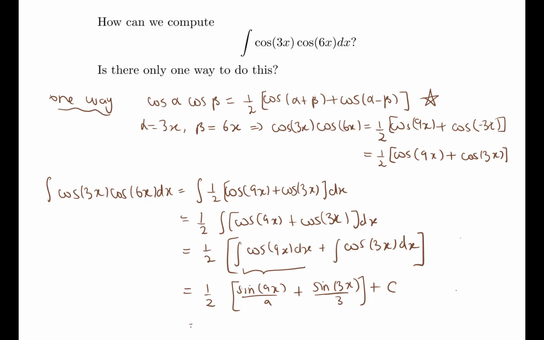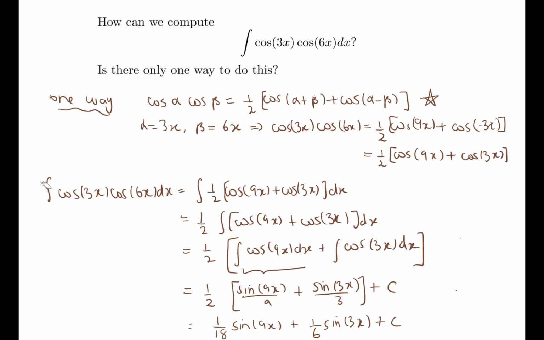So the final answer would be 1/18 of the sine of 9x plus 1/6 of the sine of 3x plus a constant. Okay, so this is one way, and we end up with 1/18 of sine of 9x plus 1/6 of sine of 3x plus a constant.